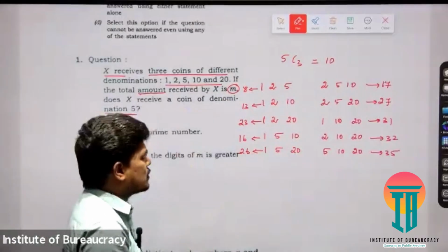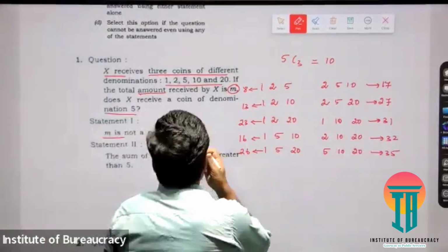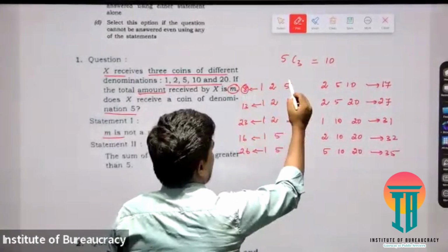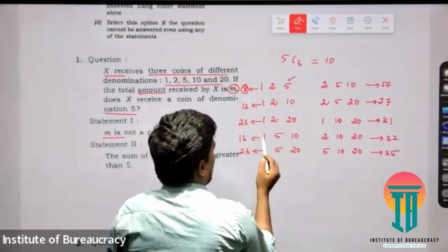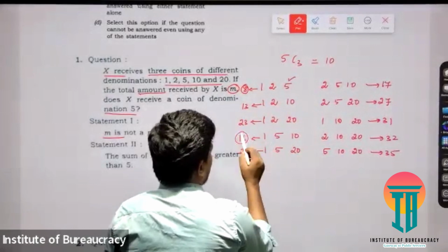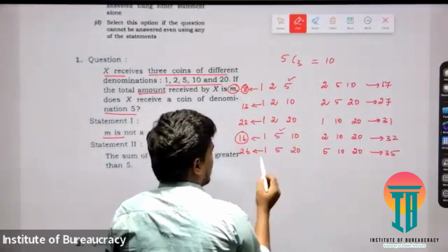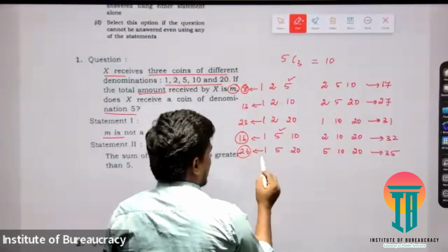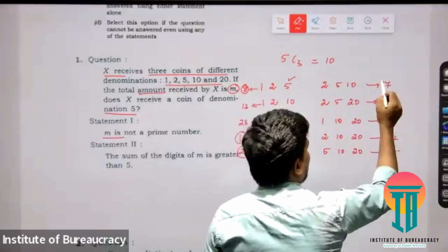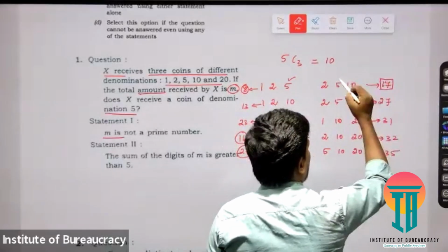Denomination 5? That's what you have to check. So M here, 8 is not a prime number, that is 5. And also here 16 is not a prime number, that is 5. 26 is not a prime number, that is 5. But 17 is a prime number, that is 5.